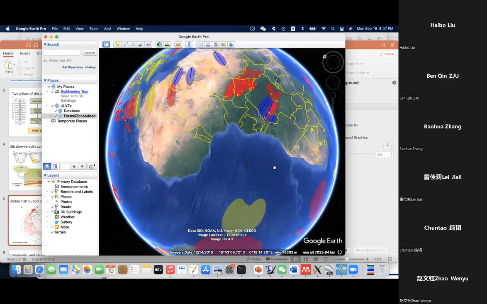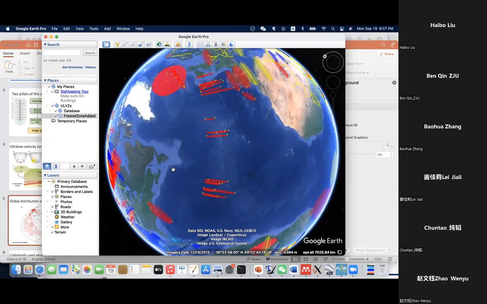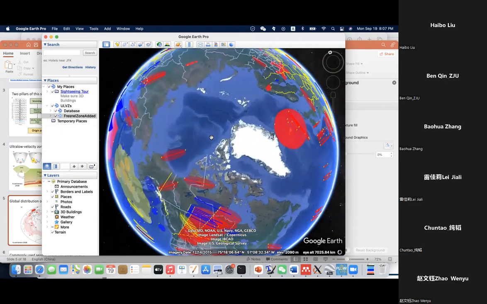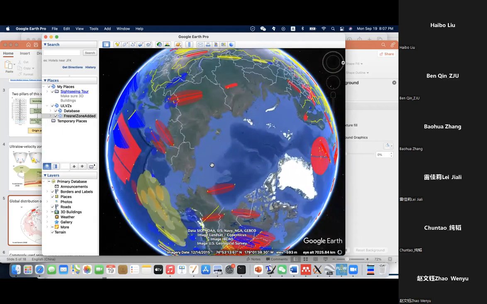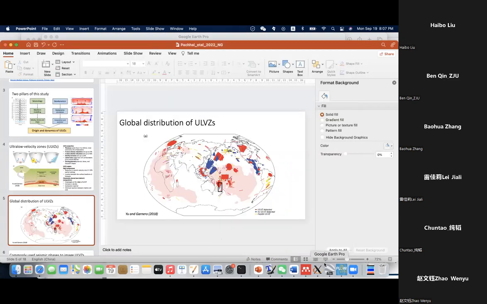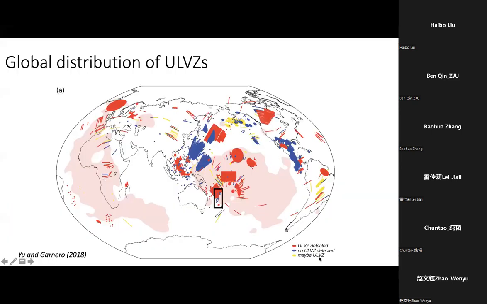And in this map, the red areas are the locations where the ultra low velocity zone has been reported by previous studies, whereas the blue areas are the locations where no ultra low velocity zone was found. And the yellow areas are the locations with ambiguities, which means the ultra low velocity zone may or may not exist. So actually there is quite a bit of ambiguity.